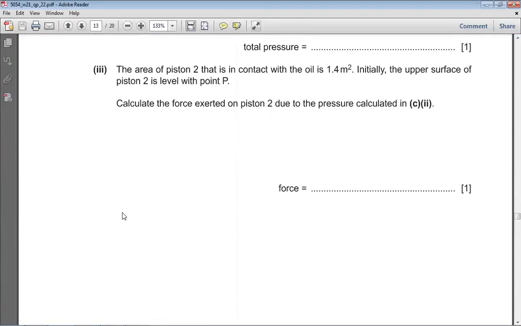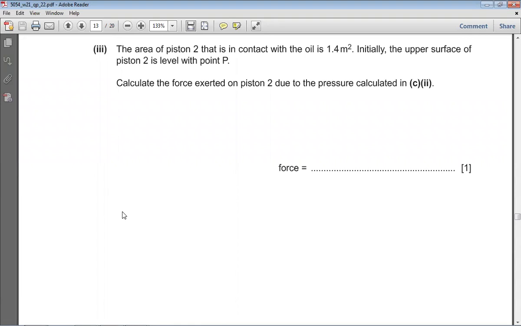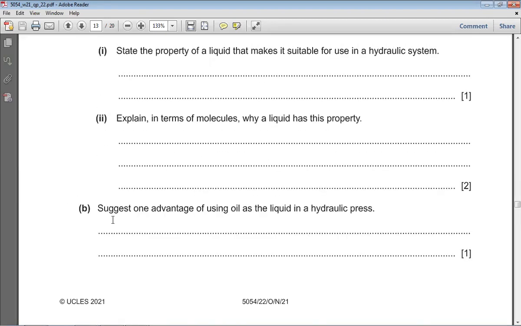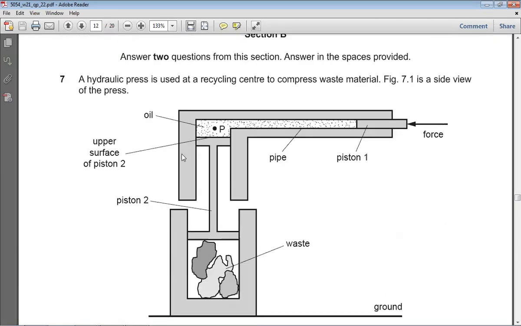Okay. So now the question is: the area of the piston 2 that is in contact with the oil is 1.4 meters square. Initially, the upper surface of the piston is level with the point P. Calculate the pressure exerted on the piston 2 due to the pressure calculated in the first part. So let me show you that diagram. This piston was actually here. Initially, it was here.